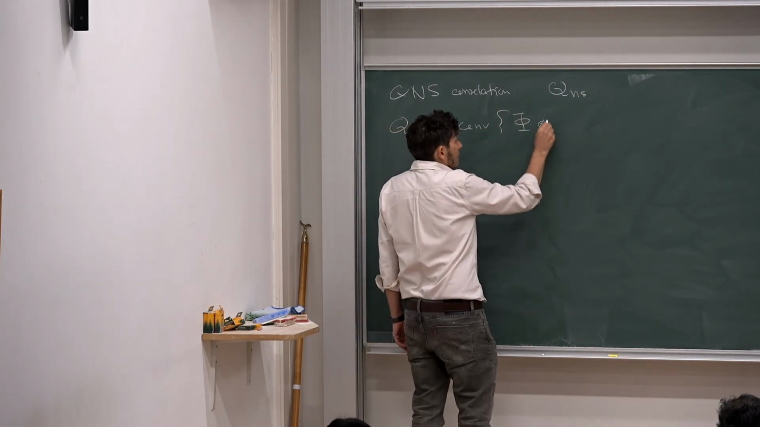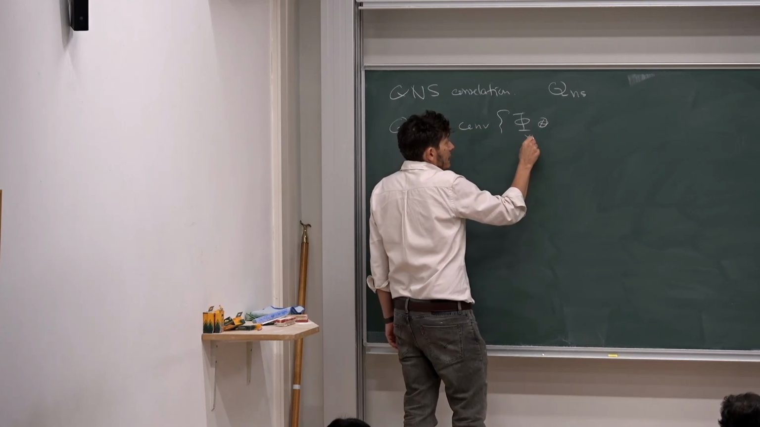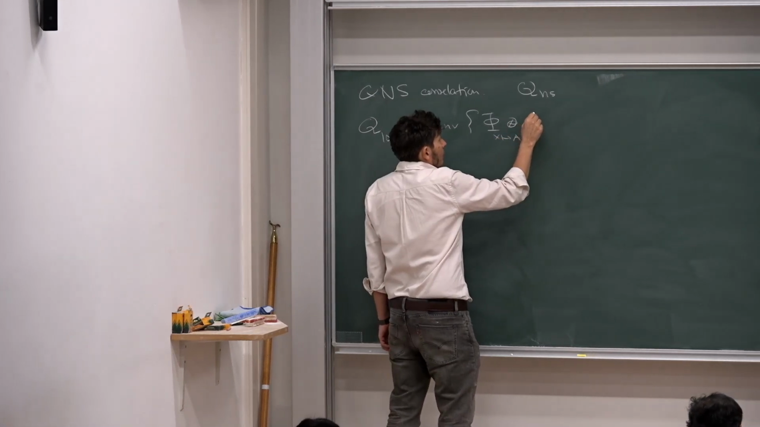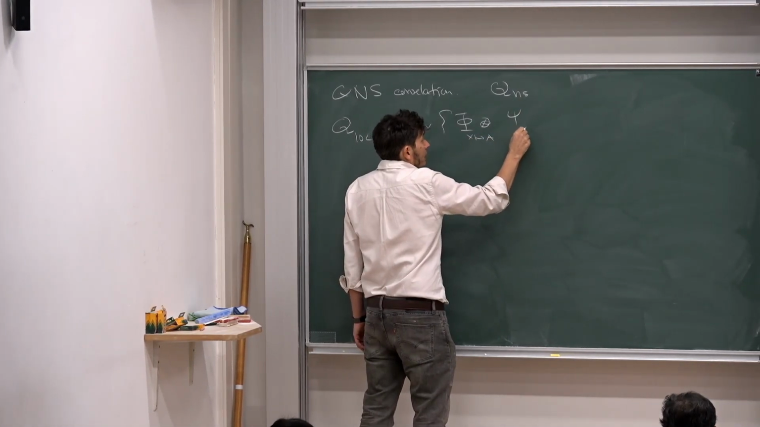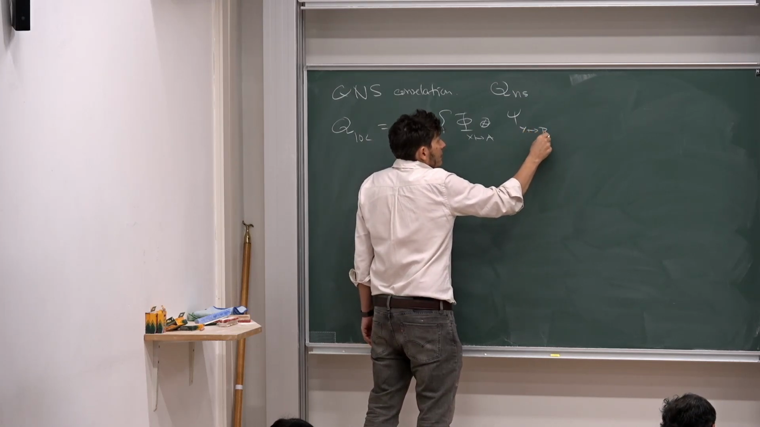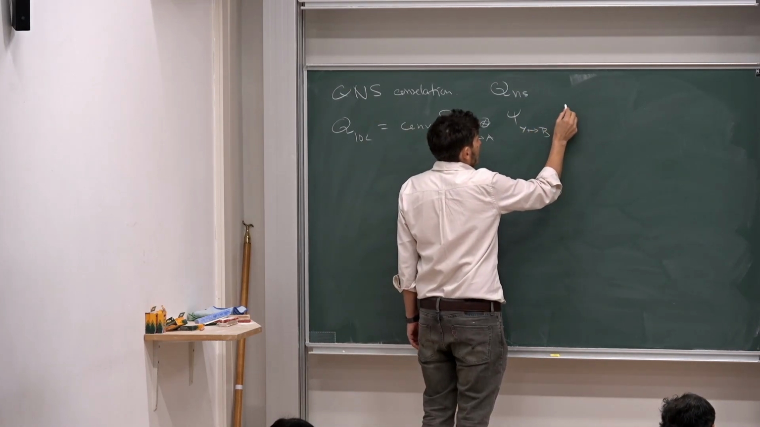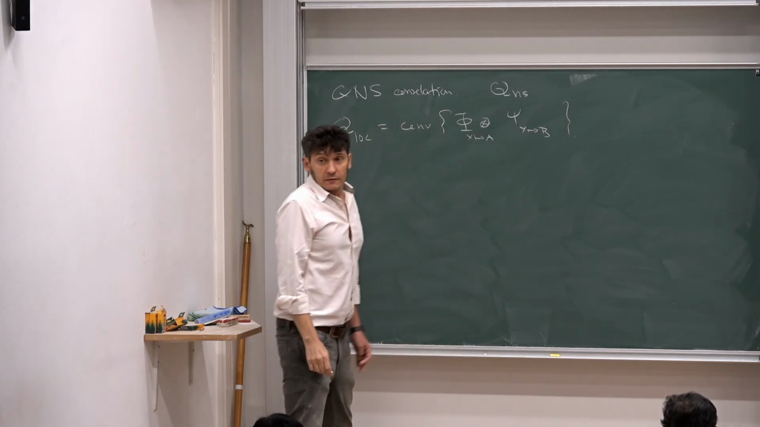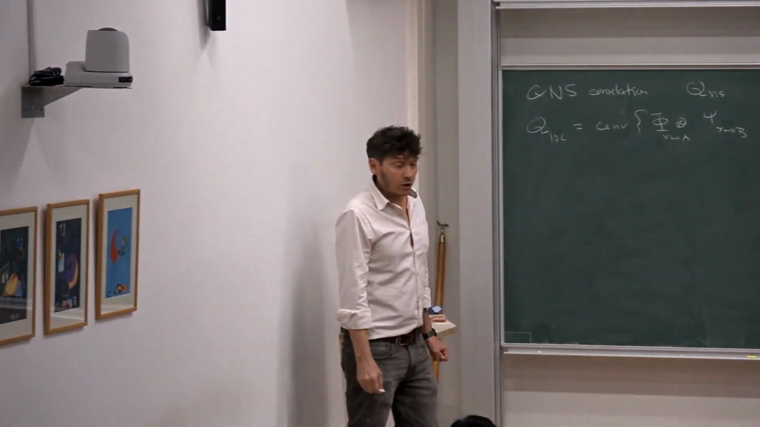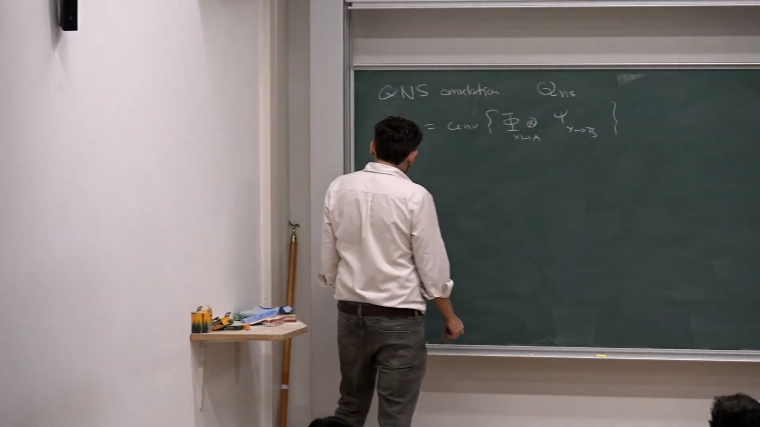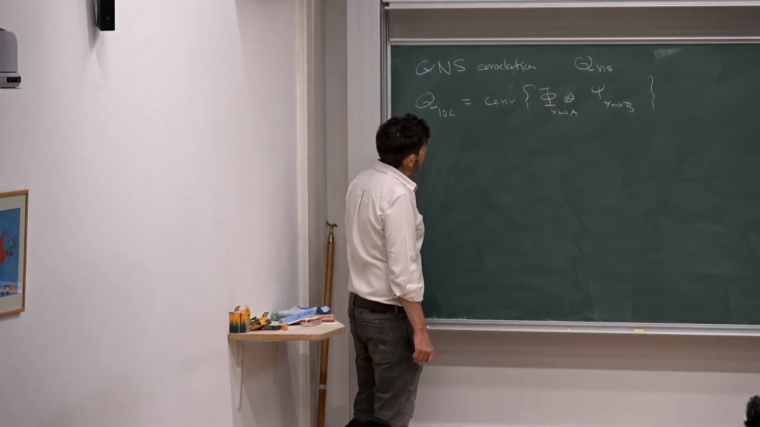I will have a channel, this will be a channel from X to A, quantum channel. I will have another one here from Y to B, and I take all possible elementary tensor products, take the convex hull of those. What about the other classes?